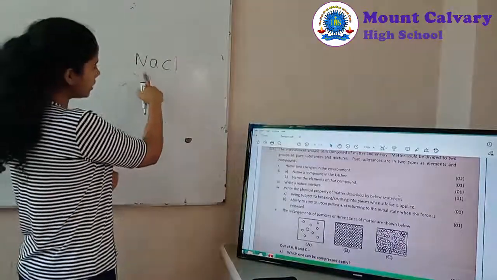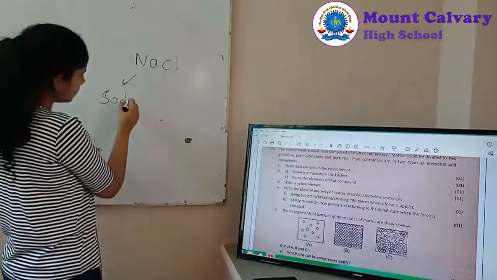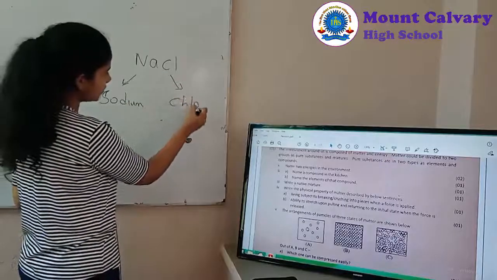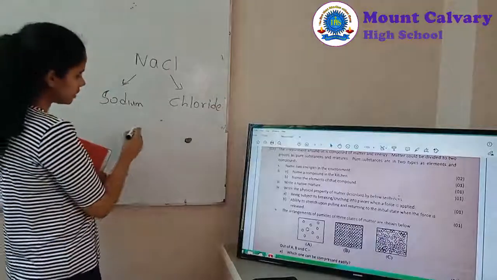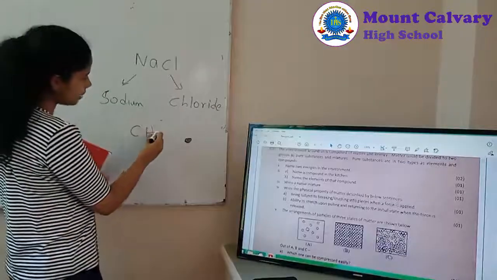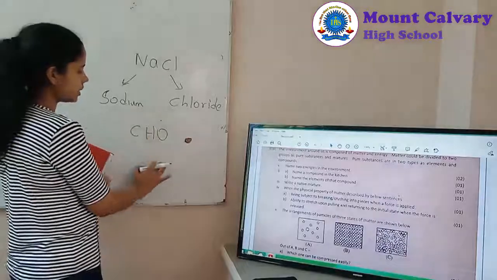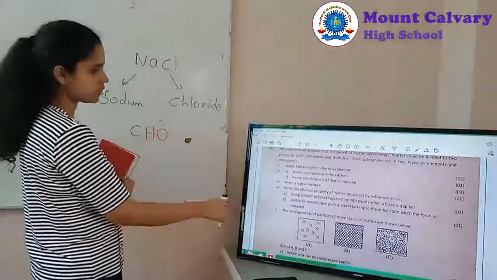What are they? Sodium and chloride. Those are the 2 elements. Now if you take sugar, sugar contains what? Carbon, hydrogen and oxygen. If you take sugar, the elements present in sugar is what? Carbon, hydrogen and oxygen.